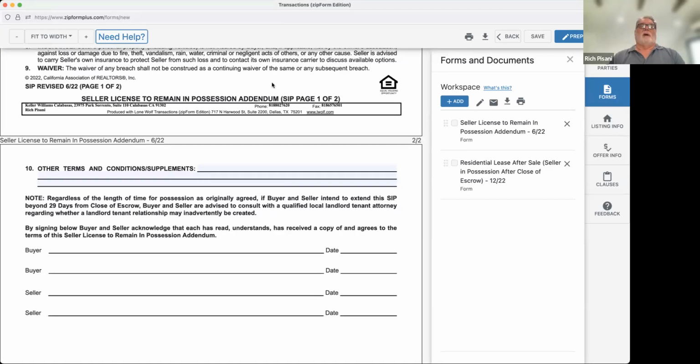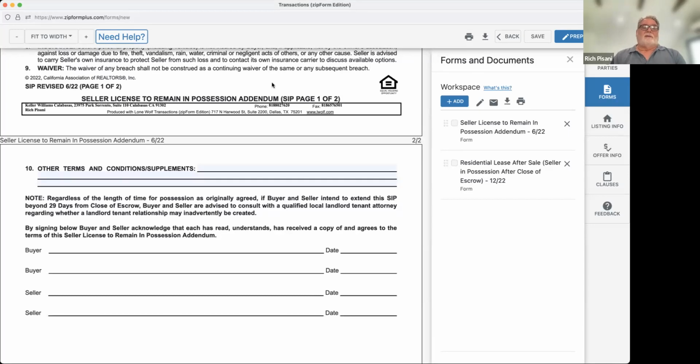Also, this is where you would write that the seller is to carry their own insurance for their personal properties after the close of escrow. So that's what this would be used for.